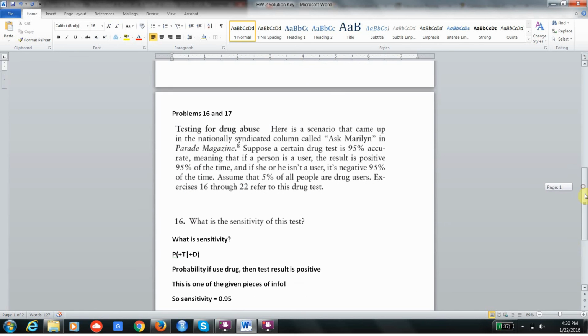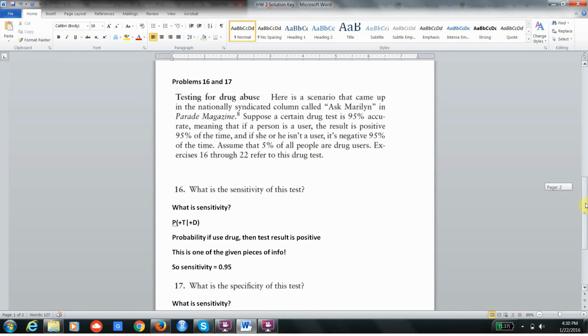This next problem's a little tricky. It looks harder than it really is. So here, this is an example of a problem from this column called Ask Marilyn. She's supposedly a super genius. People ask her all sorts of questions. And it's told that a certain drug is 95% accurate if the person is a user. Let's write down what this means. So let's take a second and look at this, okay? Let me see if I can do this real quick.